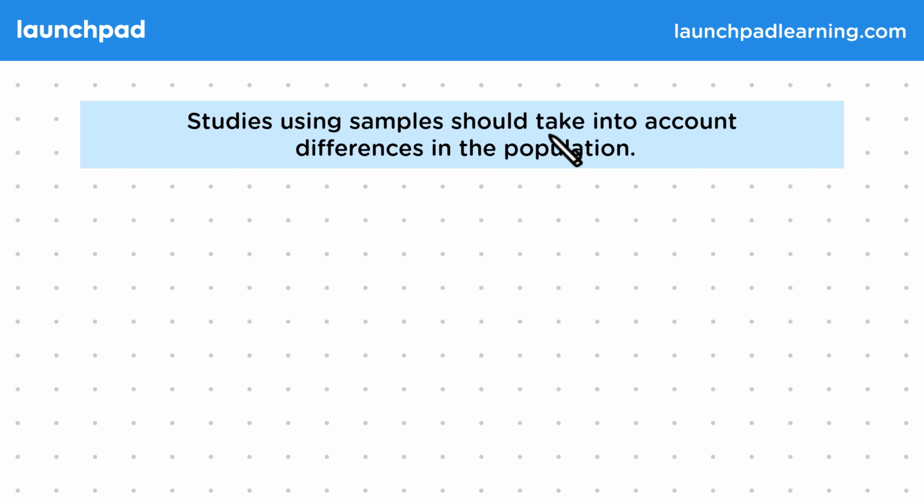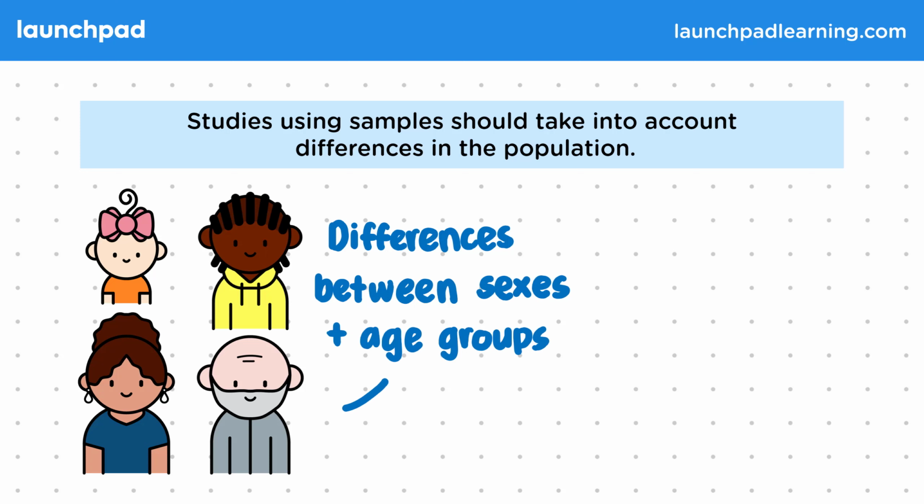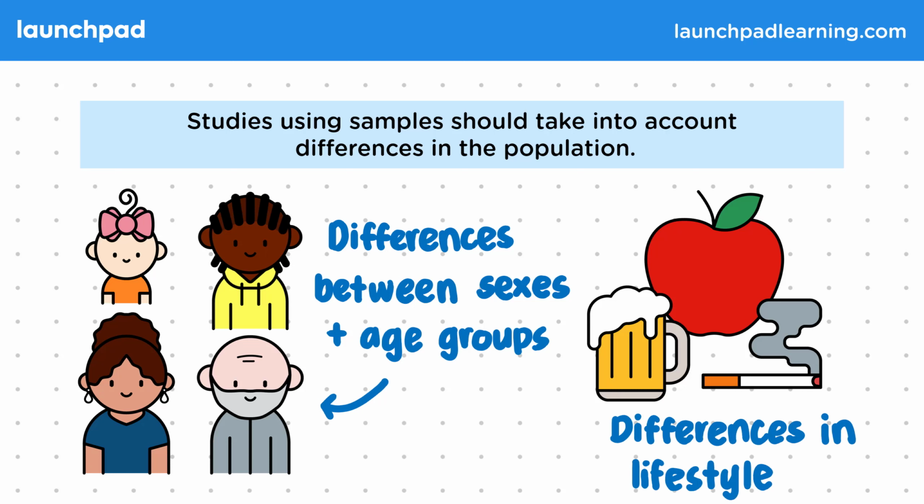Studies using samples should take into account differences in the population. You often see studies of disease separated by age and sex because there are differences between sexes and age groups. However, there could also be differences in lifestyle, and this is where it can get complicated, as all of these factors and more could affect the study.